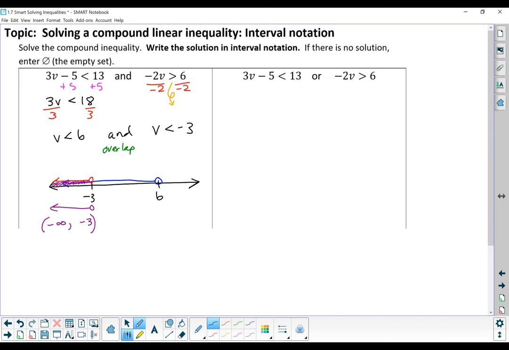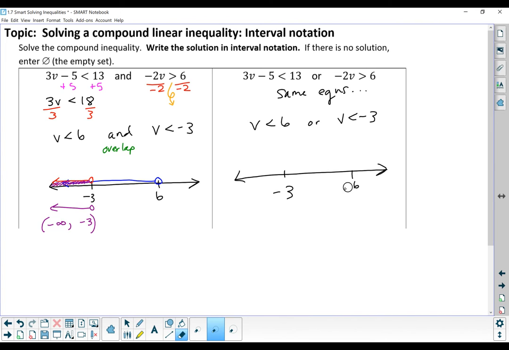So this is the exact same equations, just with the word or. Now let's think about what that implies. So v less than 6 or v less than negative 3. Again, if we think about the graph of each of those independently, whoops, I put a negative with my 6, sorry. All right, so v less than 6 is this graph. v less than negative 3 is this graph.